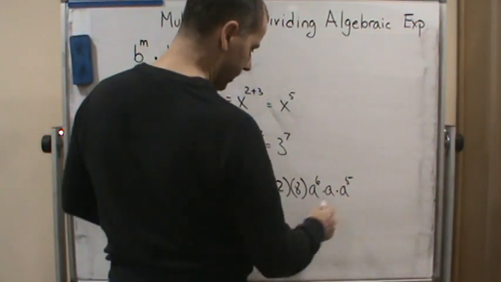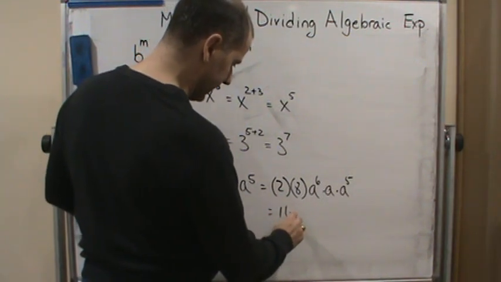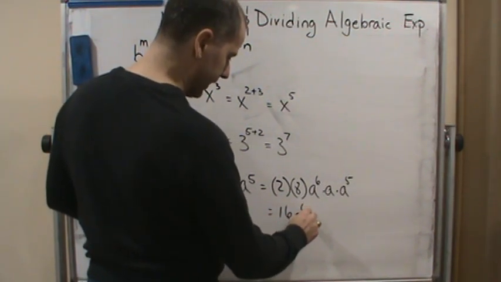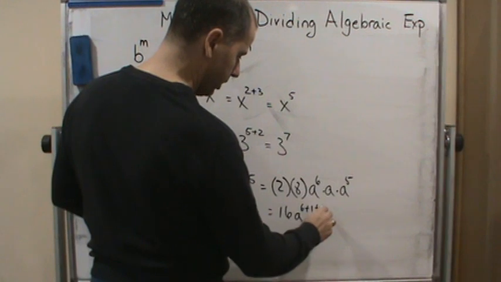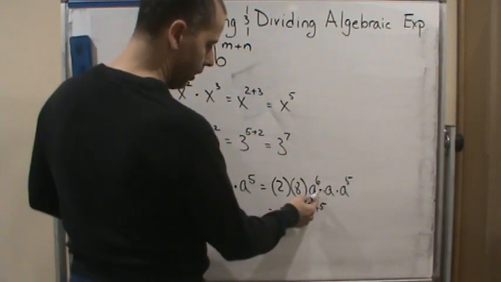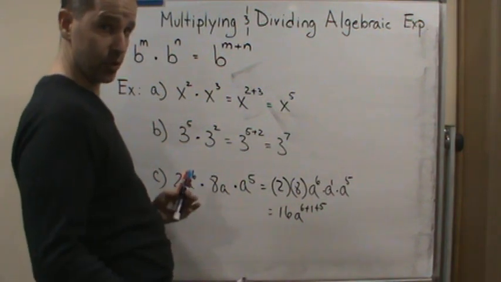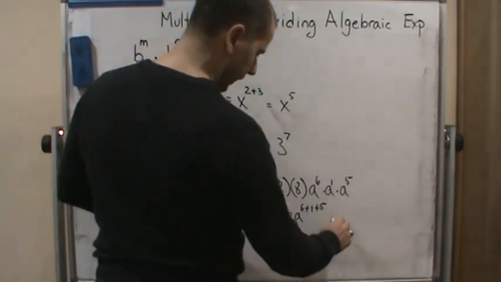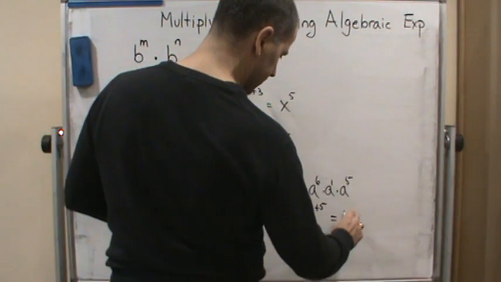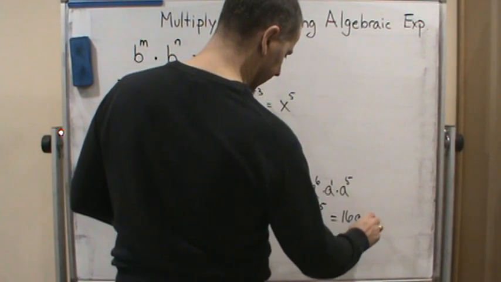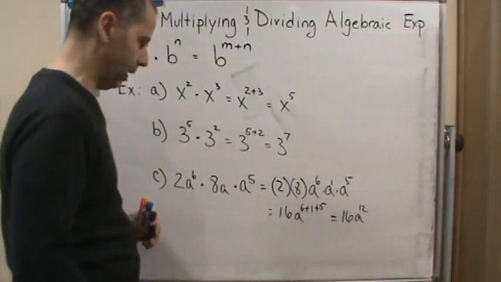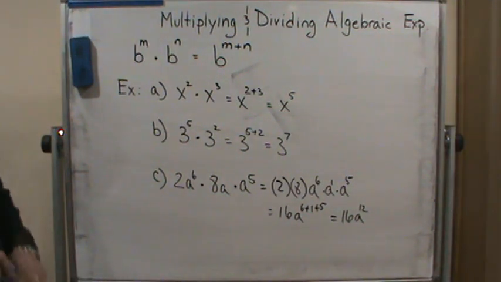So here, I'm going to do the same thing. I'm going to add the exponents. So this is going to be 16a to the 6 plus 1 plus 5, because they all have the same base. This a has an exponent of 1, an assumed 1. And so now we get 16a to the 12th power. And I'm done.